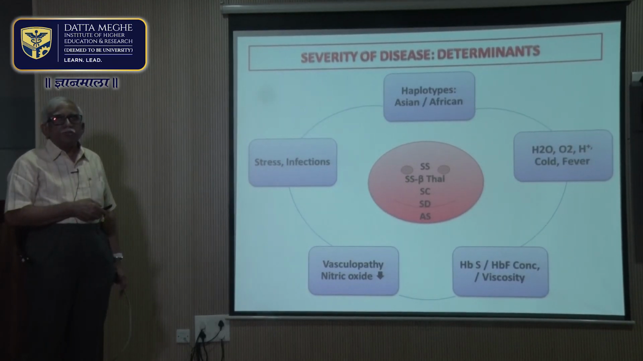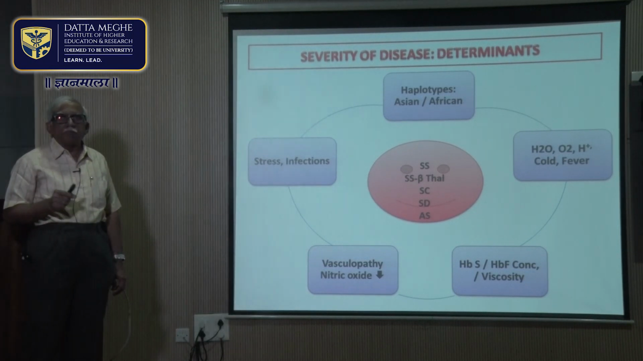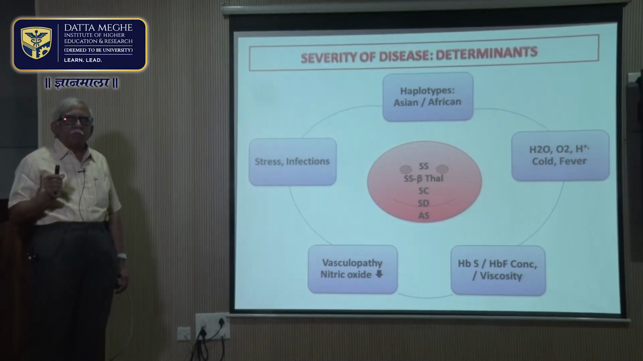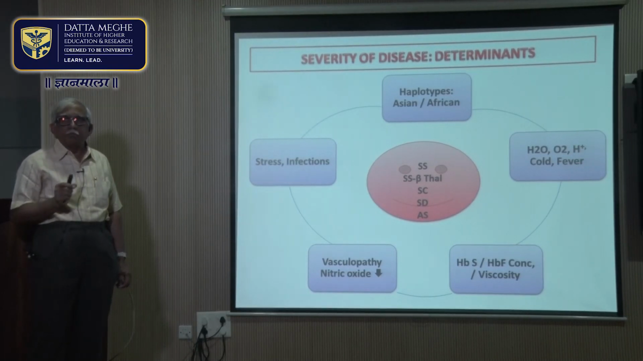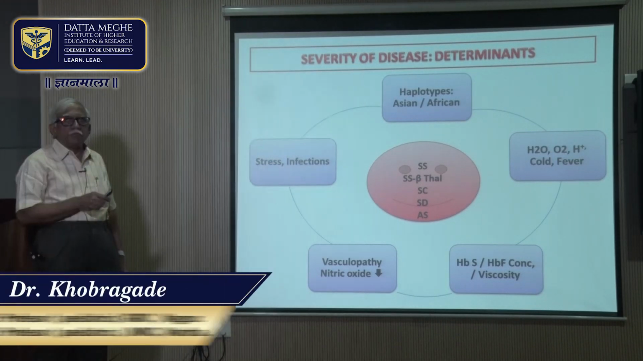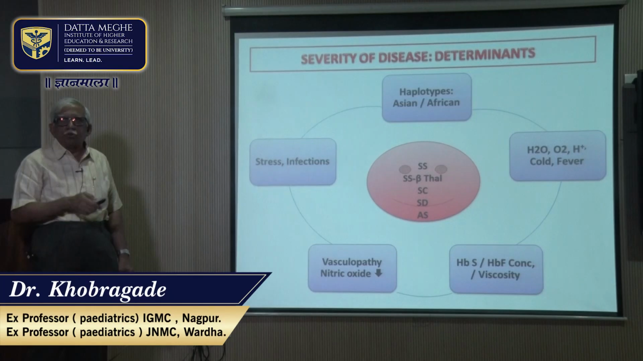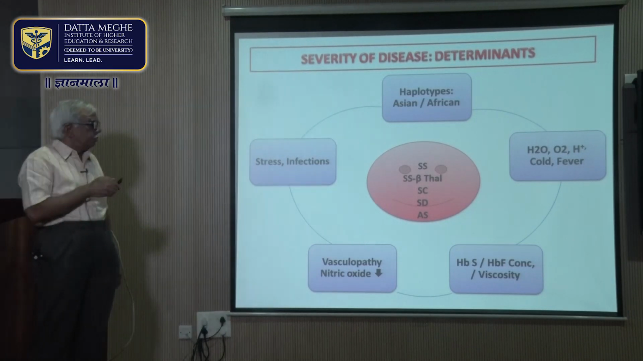It is being said that Asian versus African. Asian haplotypes have a mutation in the alpha gene. There are 4 genes controlling the alpha chain synthesis. If one of those genes is defective, there is an increase in the production of fetal hemoglobin, and this fetal hemoglobin protects that person or child from developing sickling and vaso-occlusive phenomena. So, Asians are less severe than Africans. That is about the haplotype, the genetic part.